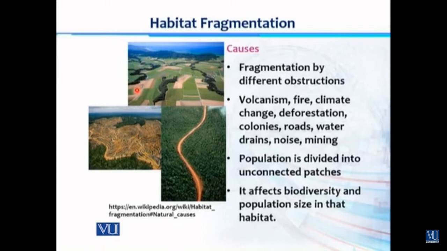Other than deforestation, colonies and human housing could be one obstruction. Roads are another obstruction. We can see there is a road in the middle of this forest, so it is dividing this one habitat into two patches. And there could be water drains. Noise could be one obstruction as well. And then mining is also dividing one habitat into multiple fragments. So because of fragmentation, one population is divided into unconnected patches, and it affects the types of species, or the biodiversity, and the population size in that habitat.